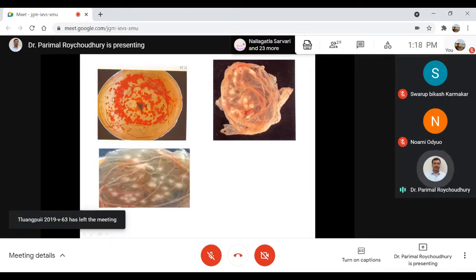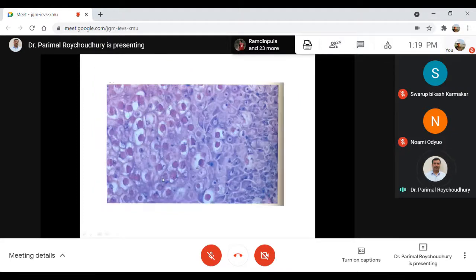However, the cowpox virus causes hemorrhagic pocks. This is a particular characteristic, and these are diagnostically important, right?